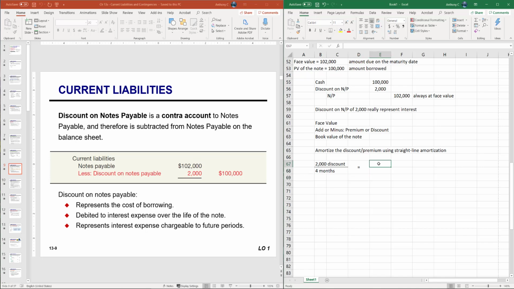So that gets us to $500 per month, right? And this is our straight line. Each month that passes, we'll recognize interest expense of $500. And since we're amortizing the discount, we're going to reduce the discount each time we recognize it as interest expense. So we'll credit discount on notes payable for $500. And this would happen assuming we're making an adjusting entry at the end of each month.